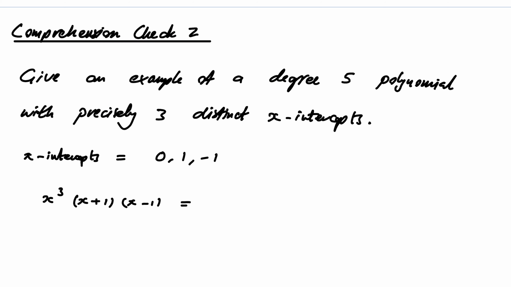In fact, it's the difference of 2 squares. You don't really need to do this. Writing in a factored form is perfectly reasonable, but you could write it like this, x to the 3 times x squared minus 1, or x to the 5 minus x to the 3. That guy there has exactly 3 distinct roots, because the only factors really are x, x plus 1, and x minus 1. And the 0 is repeated 3 times. Doesn't matter.